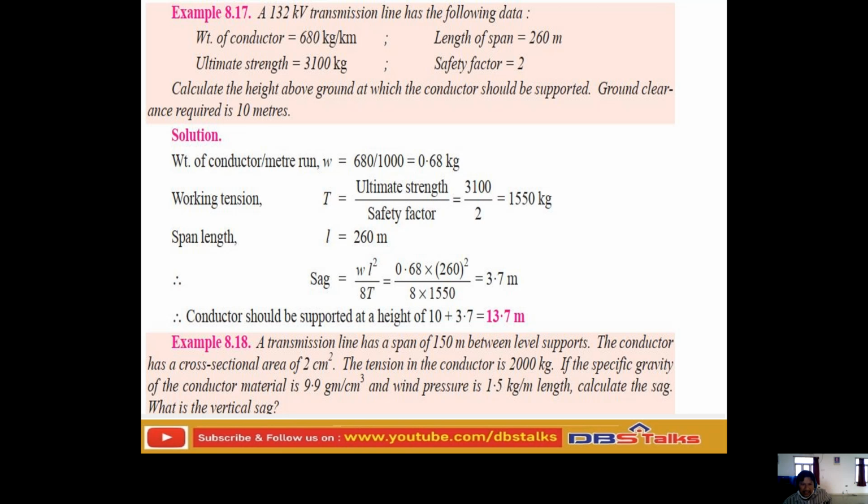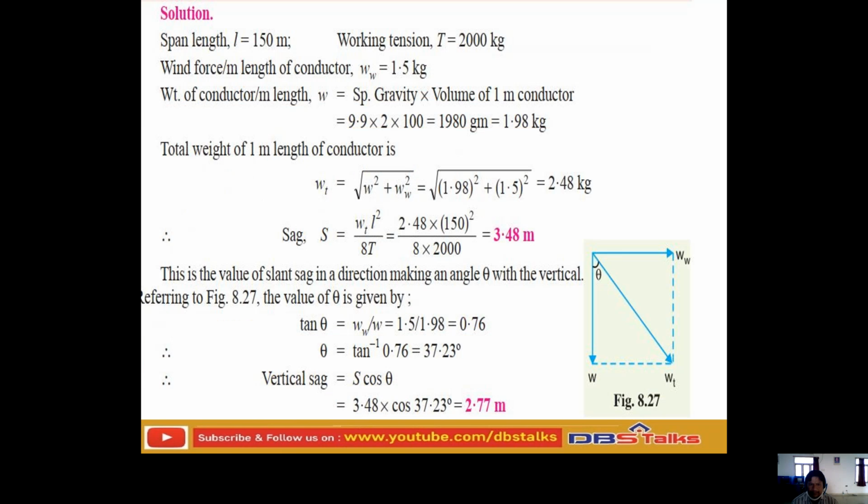A transmission line has a span of 150 meters between level supports. So they have given level supports. Conductor has a cross-sectional area of 2 centimeter square, the tension is 2000 kg, and the specific gravity of the conductor material is 9.9 gram per centimeter cube. Wind pressure is 1.5 kg per meter length. Now calculate the sag and the vertical sag. After calculating the sag, you have to calculate the theta angle, and then S into cos theta is the vertical sag. So look at the solution.